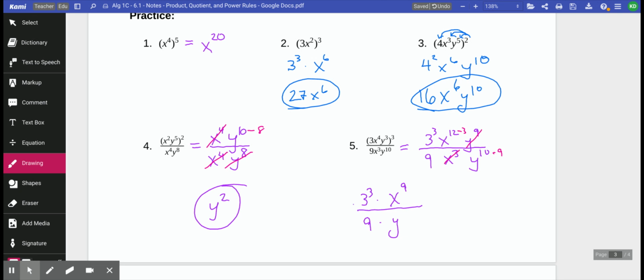So let's multiply out 3 to the 3rd. We have a little bit more we can do there. So 3 to the 3rd is 3 times 3 times 3, which is 27. And 9y, right? But 27 over 9, I can do that division, right? 27 divided by 9 is 3. So there's my last step. I just had to simplify those coefficients. So I get 3x to the 9th over y. And we're done.